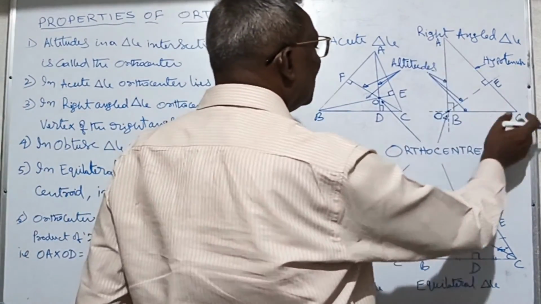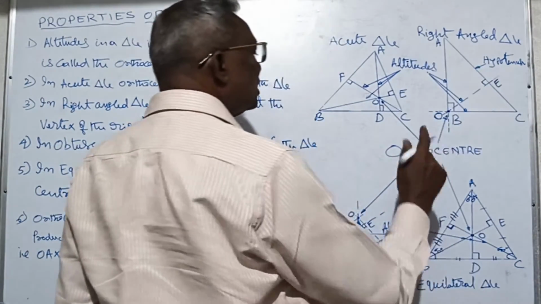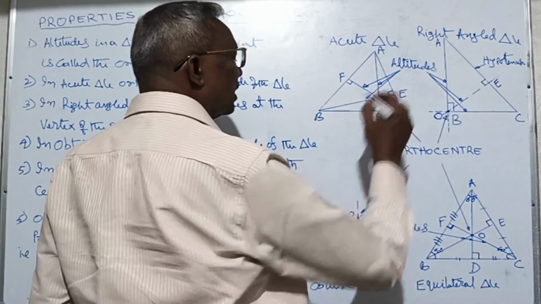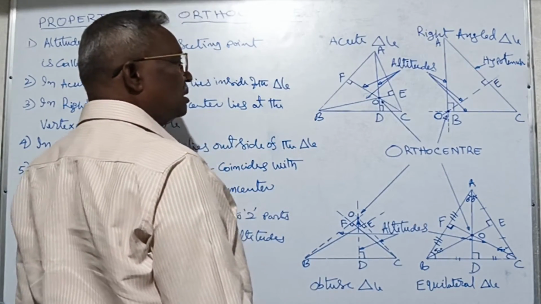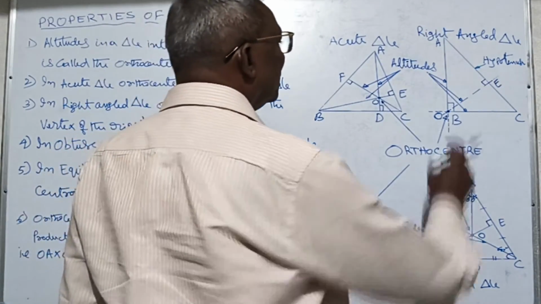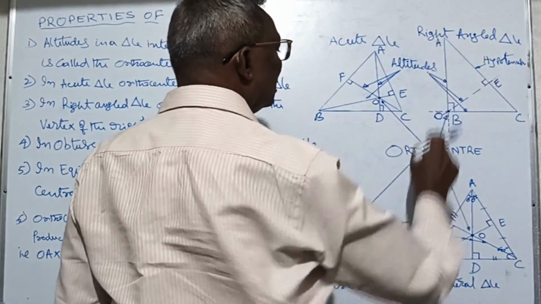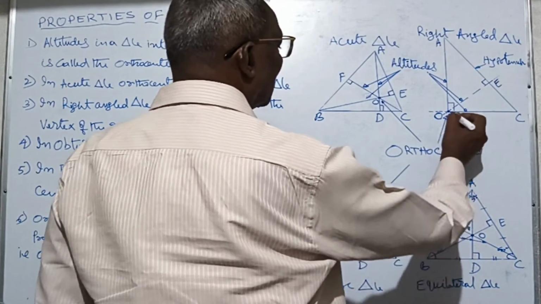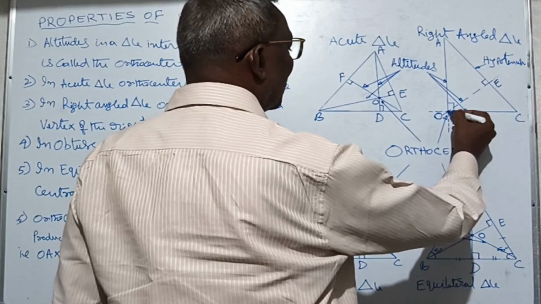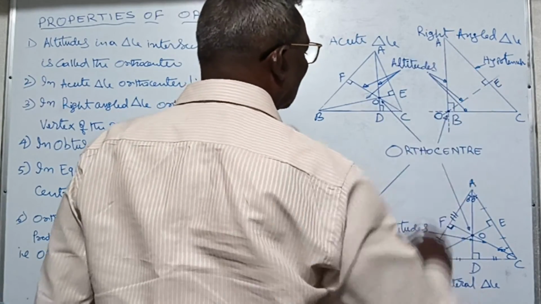Next, in right angle triangle, orthocenter lies at the vertex of the right angle. Right angle triangle means in a triangle, one angle is 90 degrees. That is right angle. In this right angle triangle, orthocenter lies at the vertex of the right angle.